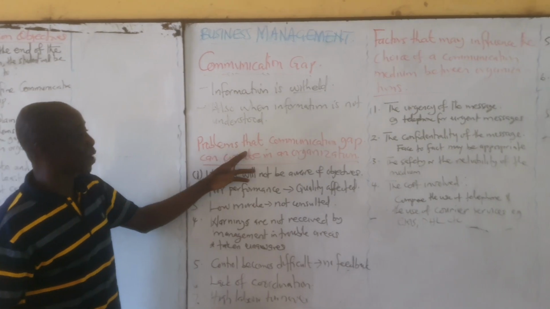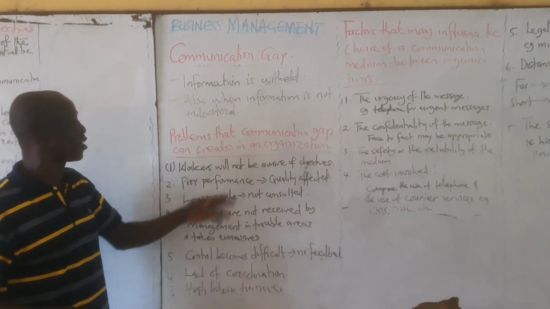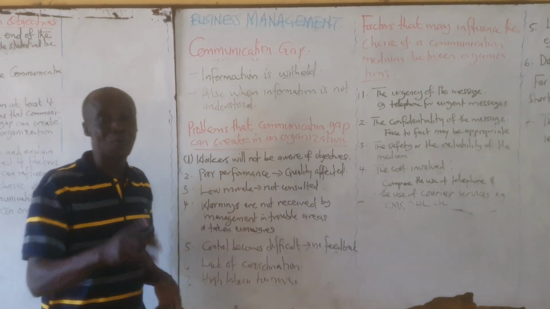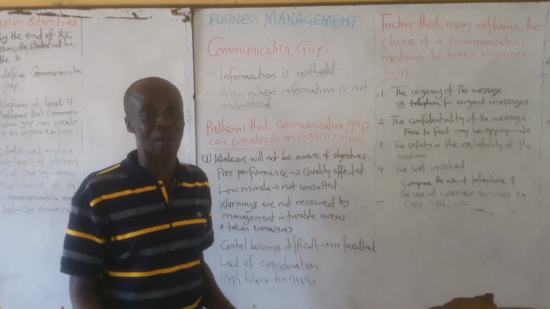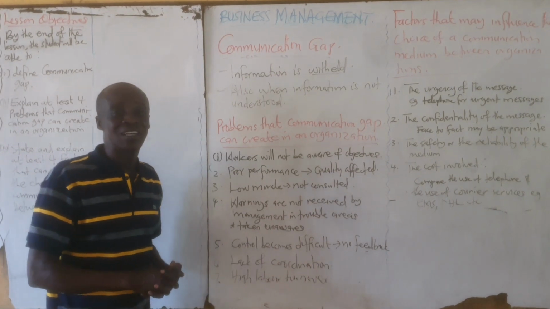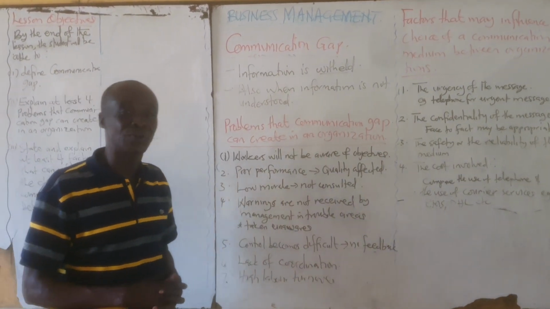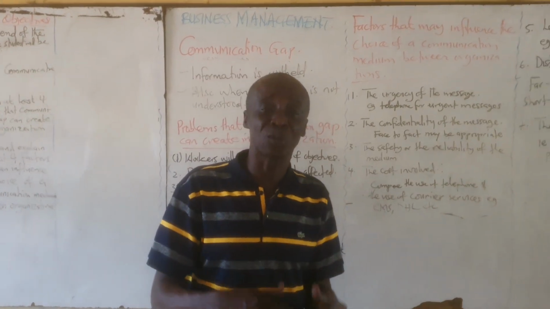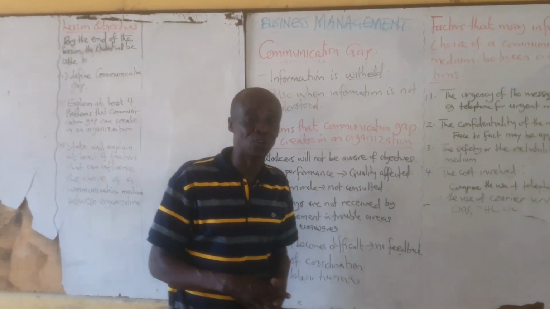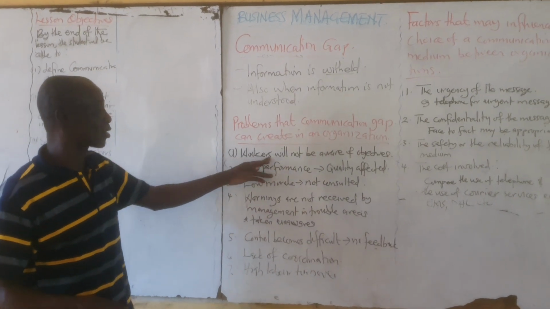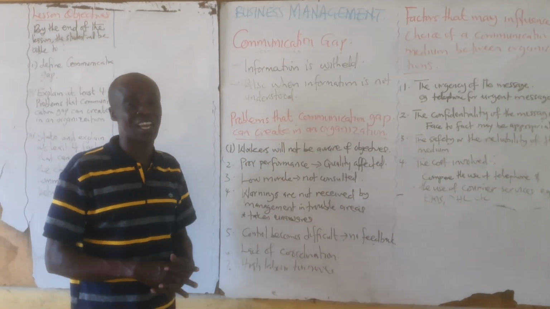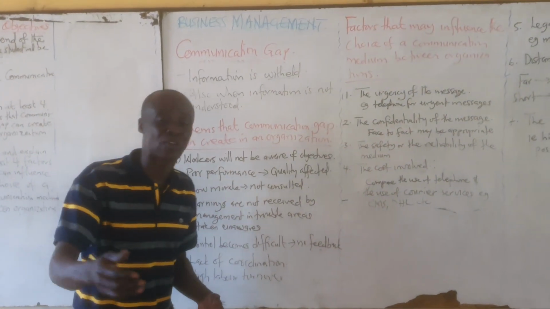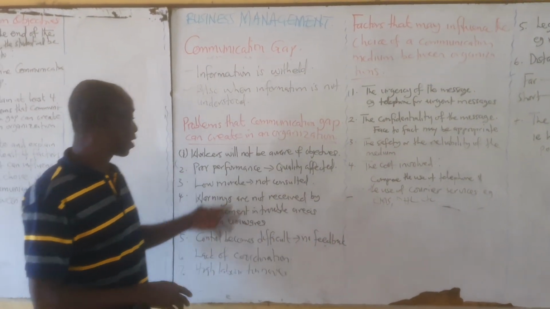Now let's look at the problems that communication gap can create in an organization. Very simple, straightforward problem. Information doesn't flow. What is going to be the problem? Simple. The first one: it is through communication that the objective of the organization will be shared. So if information is not flowing, then how is the objective going to be shared? So we said workers will not be aware of the objective of the organization. If you are not aware of the objective of the organization, how are you going to work to achieve it? So that is for the first point.